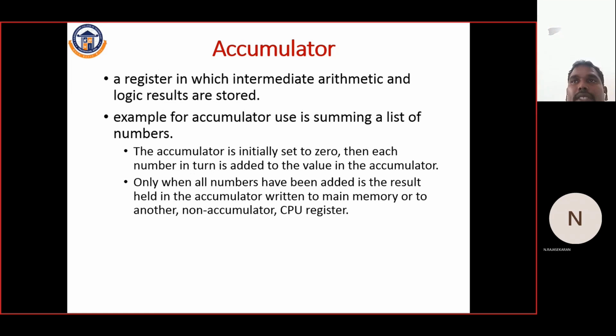Then another important element is the accumulator. The accumulator is used to store your result. It is a register in which intermediate arithmetic and logical results are stored. An example for the accumulator is summing a list of numbers. The accumulator is initially set to 0, then each number in turn is added to the value in the accumulator. Only when all numbers have been added, the result held in the accumulator is returned to main memory or to another non-accumulator or CPU register. We are going to accumulate each and every piece of data into the accumulator, and consequently we are going to add each and every single-digit number.